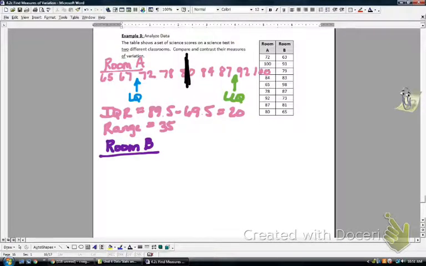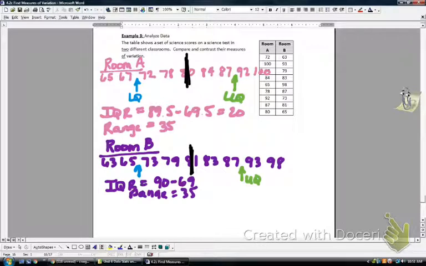Okay, so example 3 says the table shows a set of science scores on a science test in 2 different classrooms. Compare and contrast their measures of variation. So I've gone ahead and found the measures of variation for room A. I've found the range and I've found the IQR. And then I'm going to do the same thing for room B. And I've also found the median. The median is 80. So go ahead and do that, and then we can look at the comparison and the contrasting.